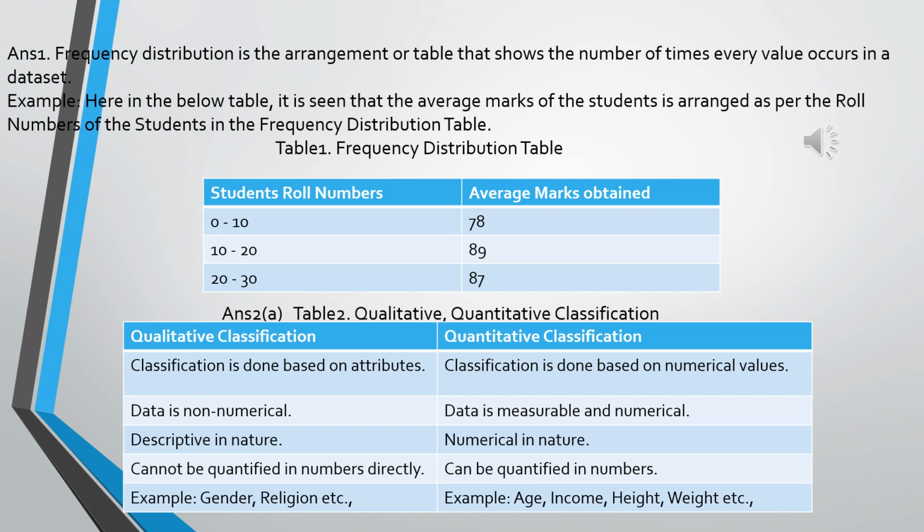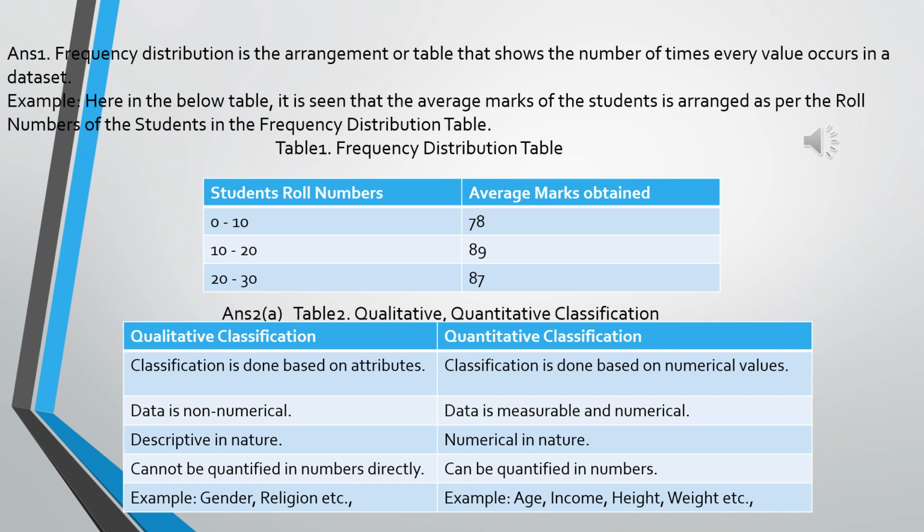The first answer will be frequency distribution is the arrangement or a table that shows the number of times every value occurs in a data set. In the example in the below table, the average marks of the students is arranged as per the roll numbers of the students in the frequency distribution table. So here we will find in table number 1 that the students' roll numbers from 0 to 10, 10 to 20, 20 to 30 are given, and their average marks obtained are 78, 89 and 87. So this is the frequency distribution table presented.